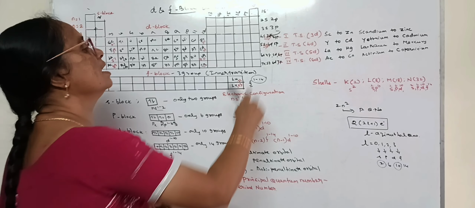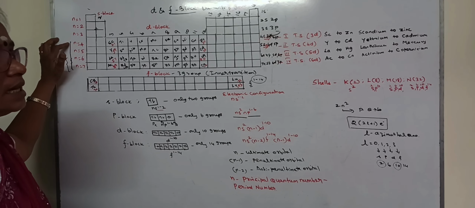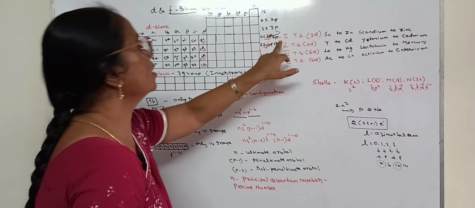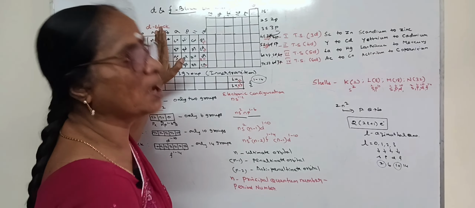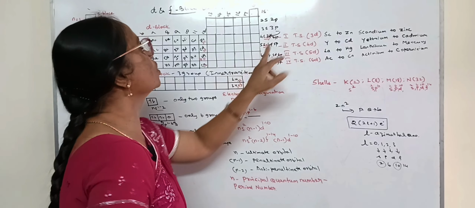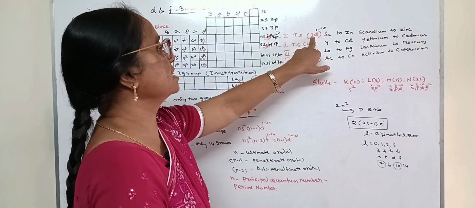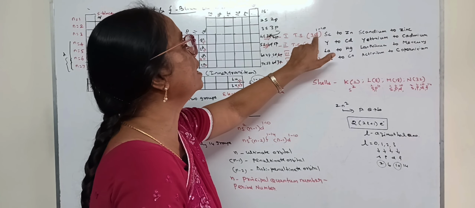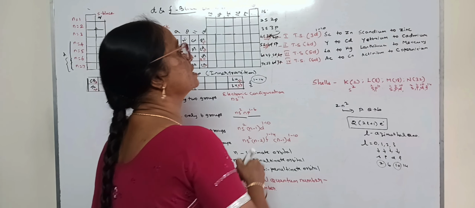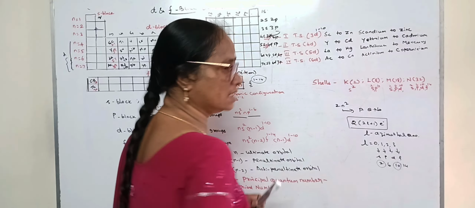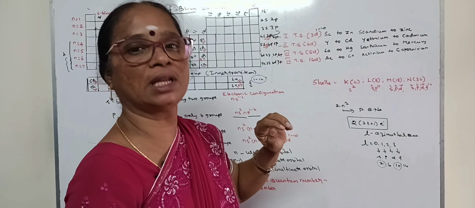Let us find the first transition series that starts from period number 4. In the 4th period, the d orbital is being filled up with its valence electrons. So the first transition series is the one in which the 3d orbital is being filled with 1 to 10 electrons. It starts from scandium to zinc. This is called the first transition series, or the 3d series.